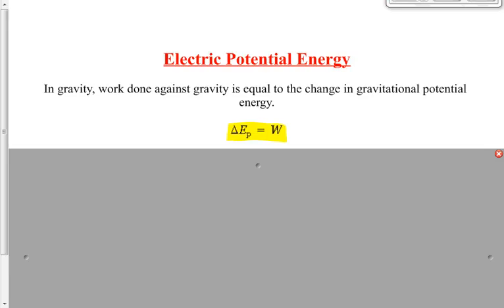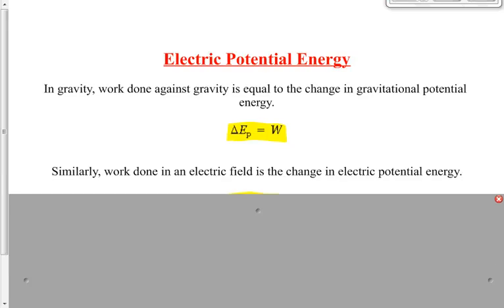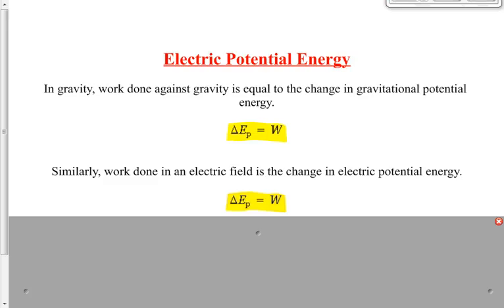One of them is the force of attraction, right? That law of universal gravitation versus Coulomb's law. The equation is almost identical. The field lines are almost identical. But when we talk about electricity, electrical energy, it's almost identical as well. We can say that work done in an electric field on a charge is equal to the change in potential energy as well. But this time not gravitational potential energy, but rather electric potential energy.